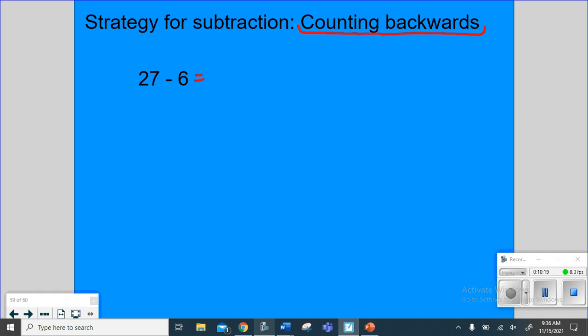That's 7. Oh, yikes. I don't know what to do. I don't know how to count backwards. If I were to start at 27 and subtract 6 using counting backwards, what would I do? Harper, what would I do?